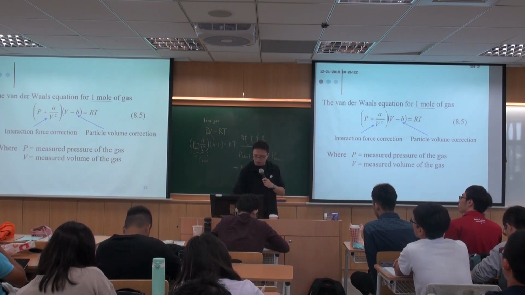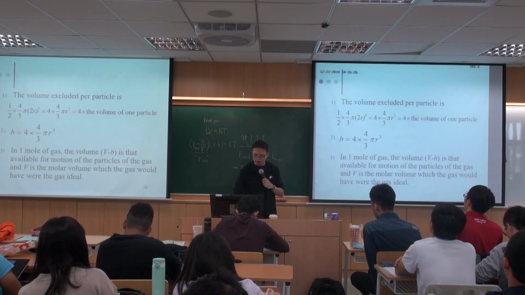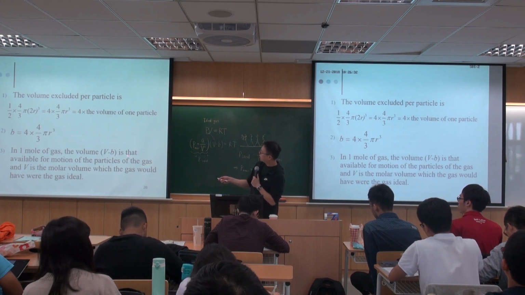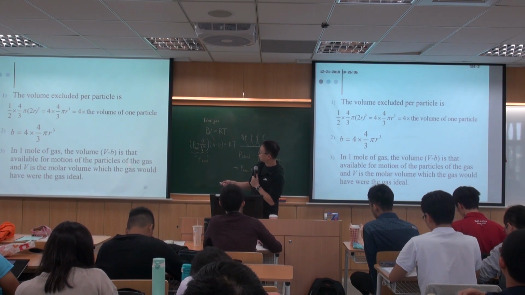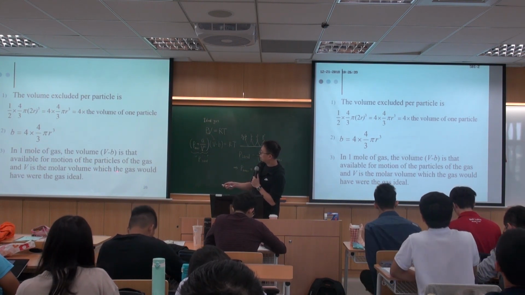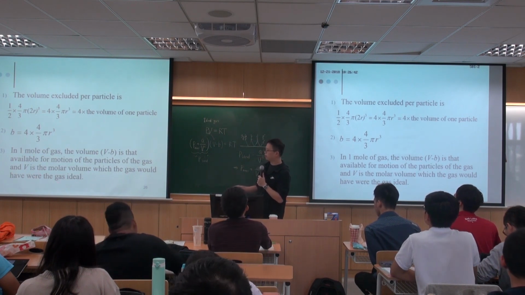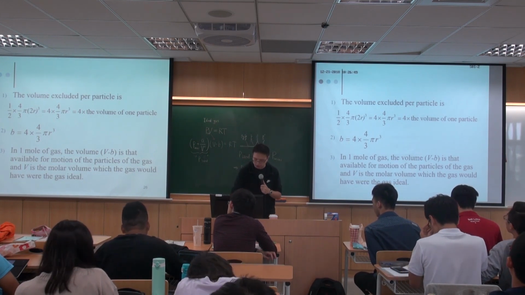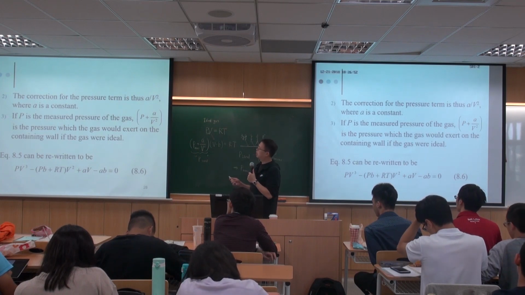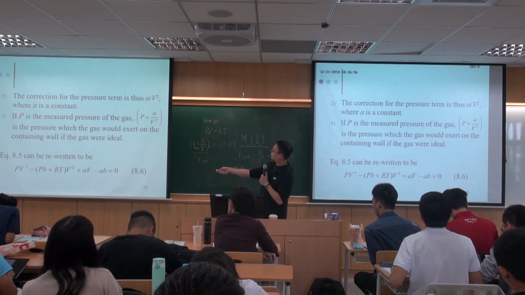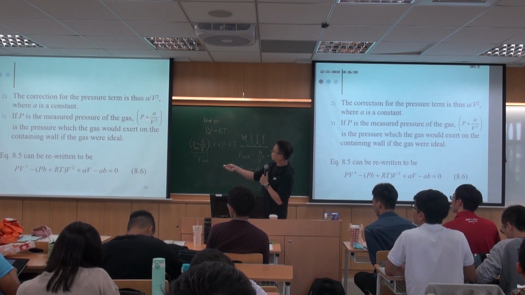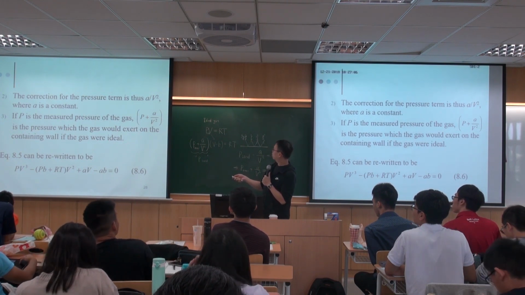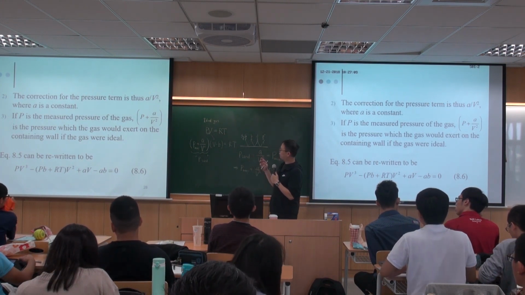Every year, when we come back to this sentence here, it seems to be really confusing. For the volume part, V minus b is that available for motion of the particles of the gas, and V is the molar volume which the gas would have were the gas ideal. So if the gas was ideal, V is the volume that you will have. But if you look at the description for P, it seems to be the opposite. If P is the measured pressure of the gas, then P plus this is the pressure which the gas would exert on the containing wall if the gas were ideal. So the logic seems to be quite the opposite.